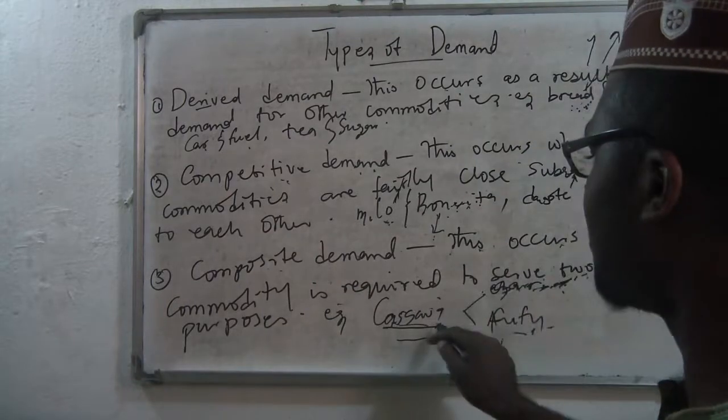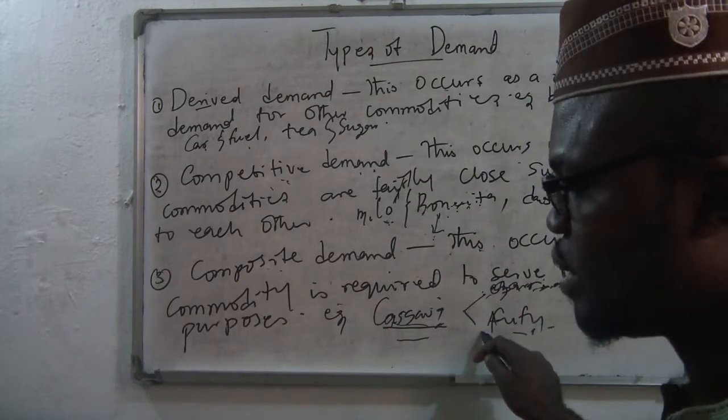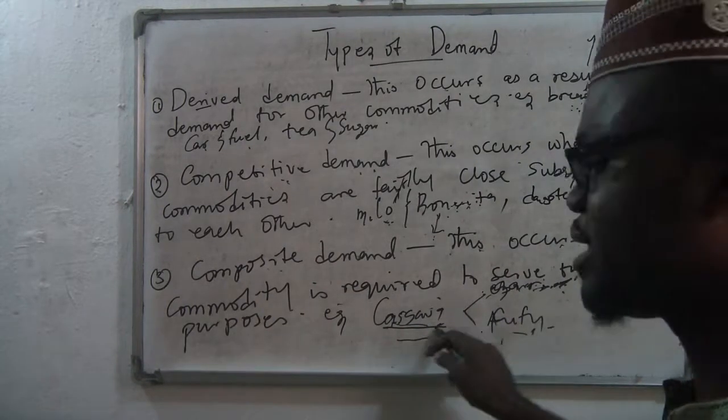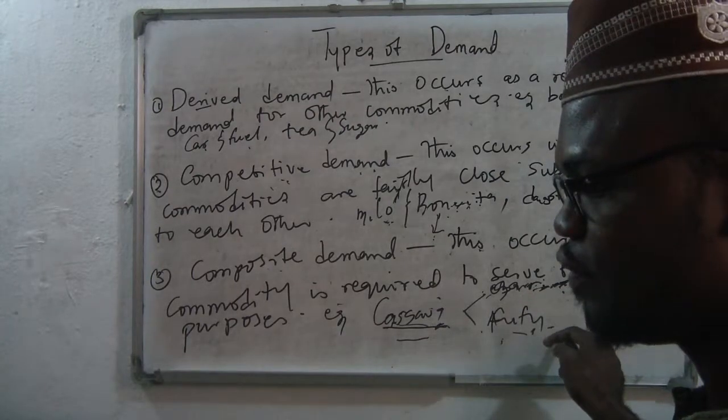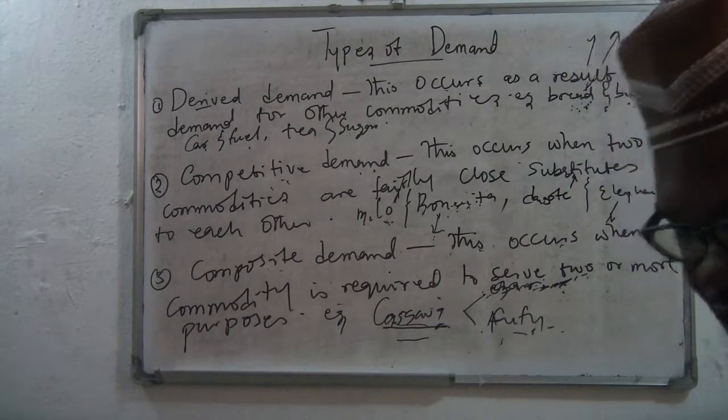Composite demand: one product you can use for two things, two purposes. Cassava you can use for gari or fufu. Exactly. Good.